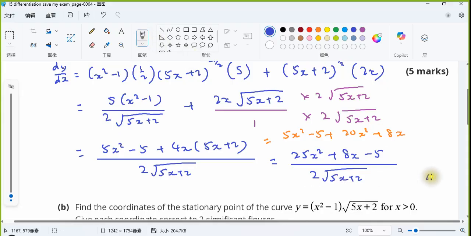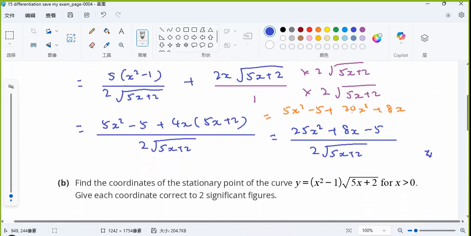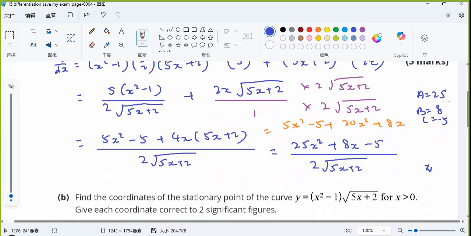So this will be the final answer. So 25 plus 8 minus 5. So in this form, we have the A, B, C here. A is 25, B is 8, C is negative 5. A, B, C.